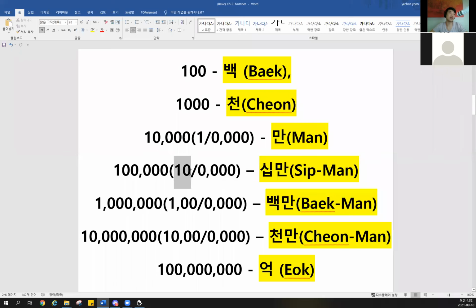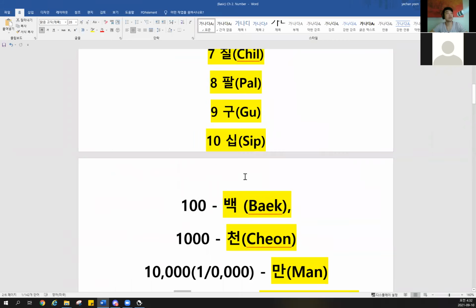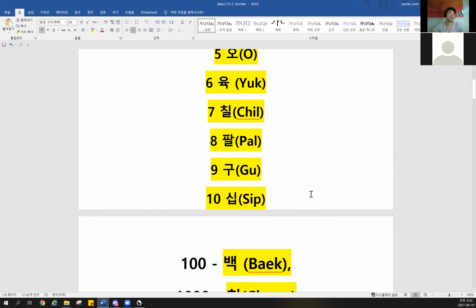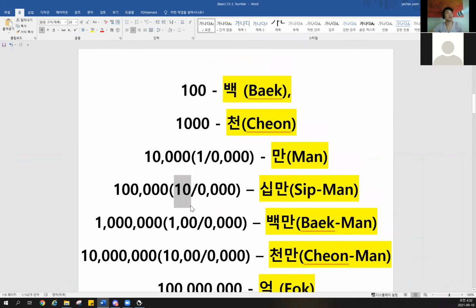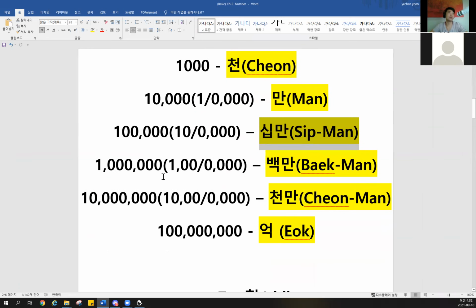But in the first line, there is a 10. How you can say 10? 십, right? Then it's going to be what? 십, and the four zeros, 만. So it's going to be what? 십만. 십만. Okay?